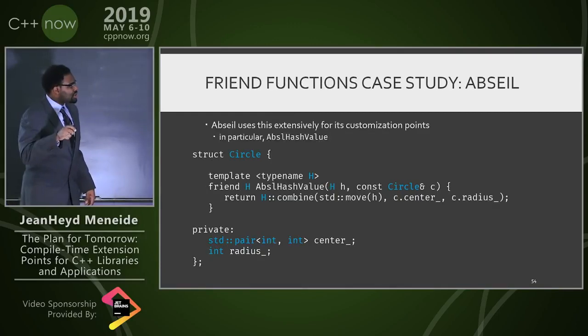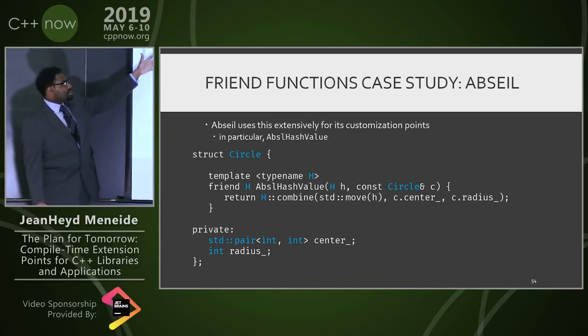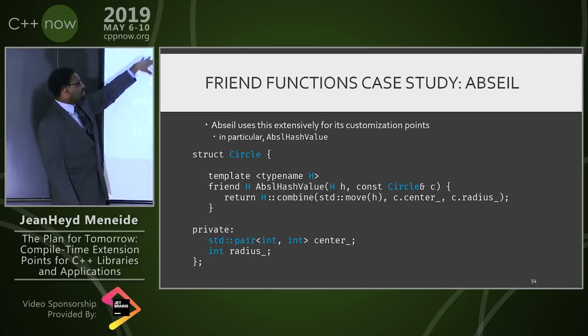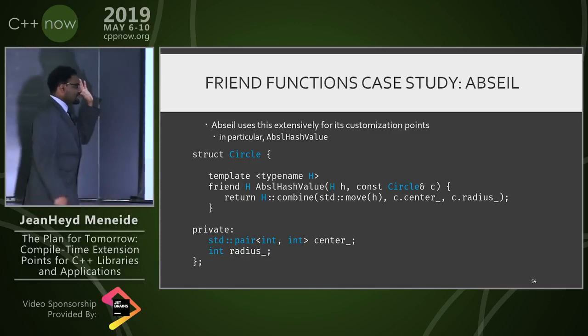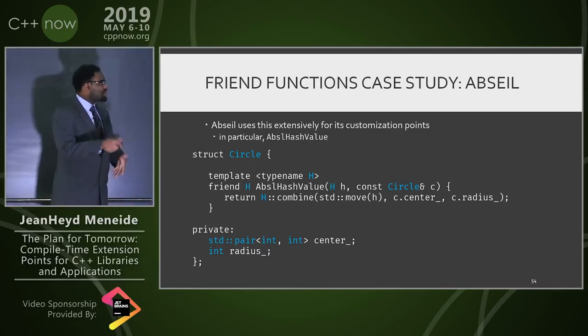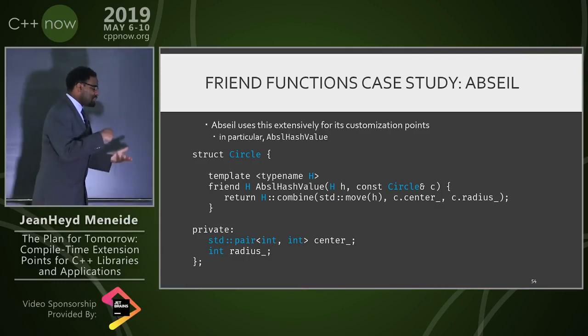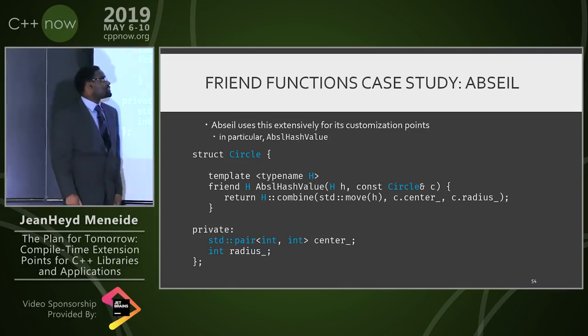So this is actually a quick case study of Abseil, where the way you hash values is you call Abseil hash value, and it's this friend function on the class, right? The idea here is that you can completely avoid having to cram a bunch of free functions into your namespace, or even having to define it as a member function. You can just define this friend free-like function inside the class, right?